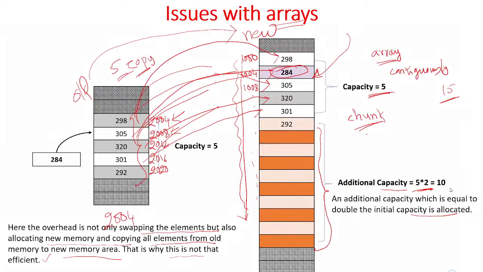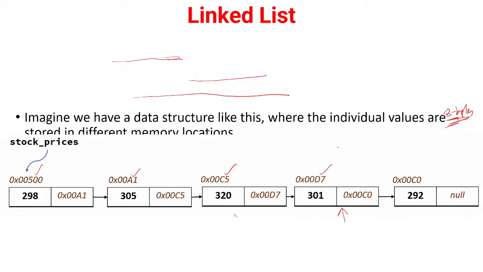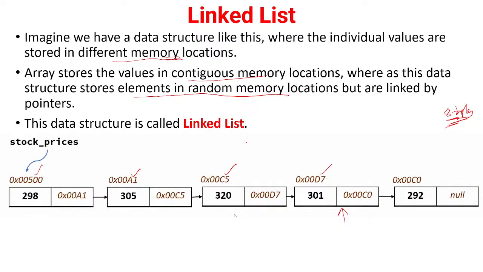Whereas in the previous slide, 5 plus 10, 15 elements need 60 bytes of free space at a time. You should get a chunk of 60 bytes of free space, and then only can you copy these elements. Otherwise you won't be able to insert this element into the array. That is the problem. So we call this kind of organization, this data structure, a linked list. Got it?